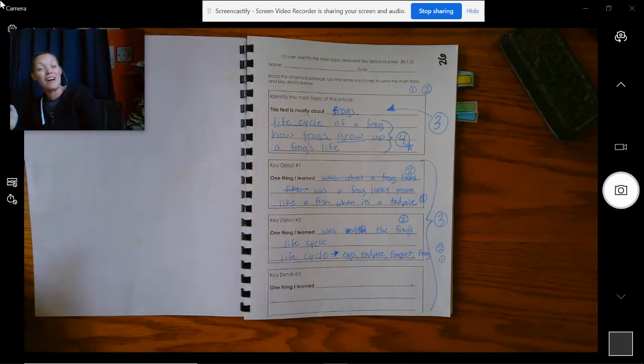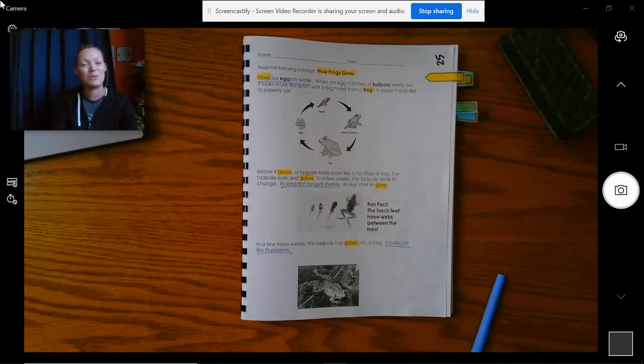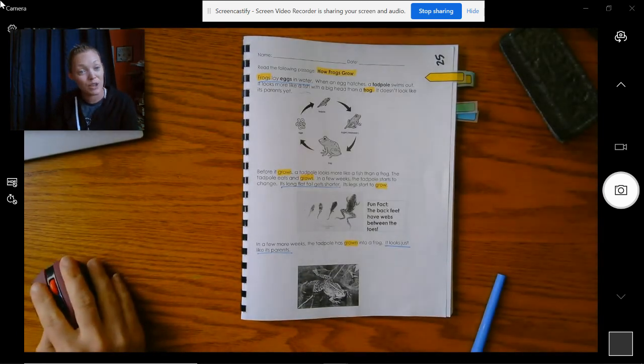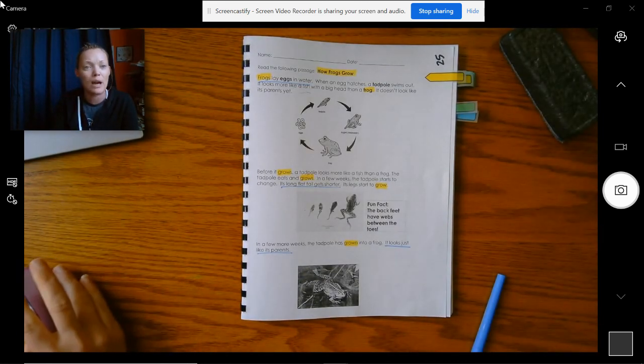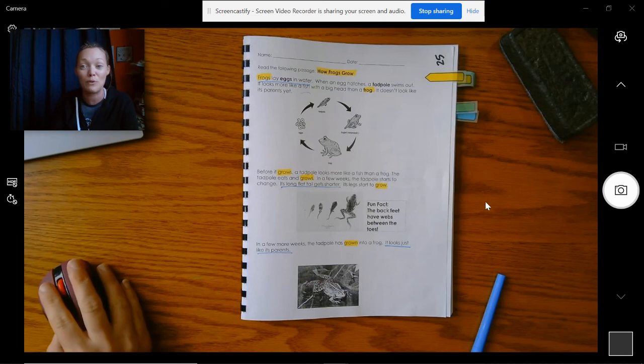Okay, we'll keep working on this, and if you have any questions, you let me know, but keep practicing on your own informational reading too, picking out key details, actual facts from the text.